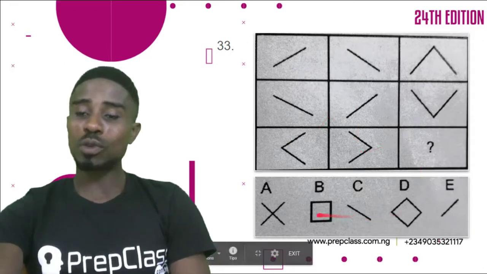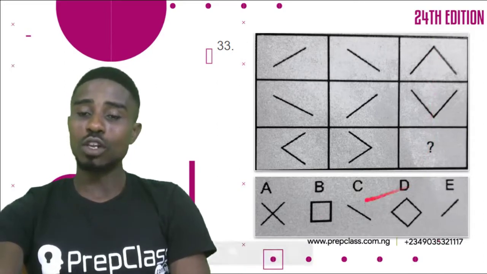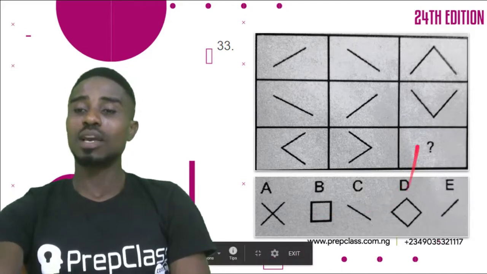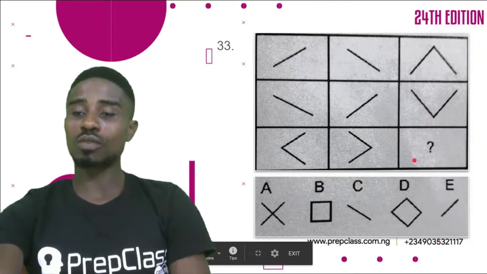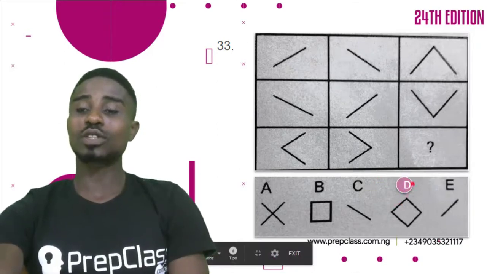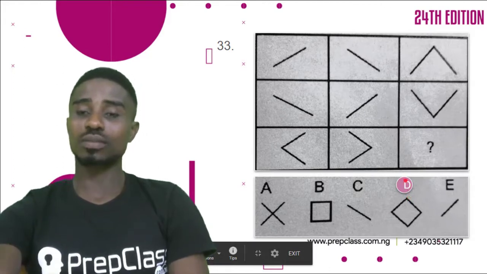So which shape looks like a shape derived from the addition of these two shapes, or the merging of these two shapes? And if you look carefully, you will see it is option D. Because when we join these two shapes together, it will give us option D as our correct answer. Let's check it out. Question 33, option D is our correct answer. Let's look at the next question.